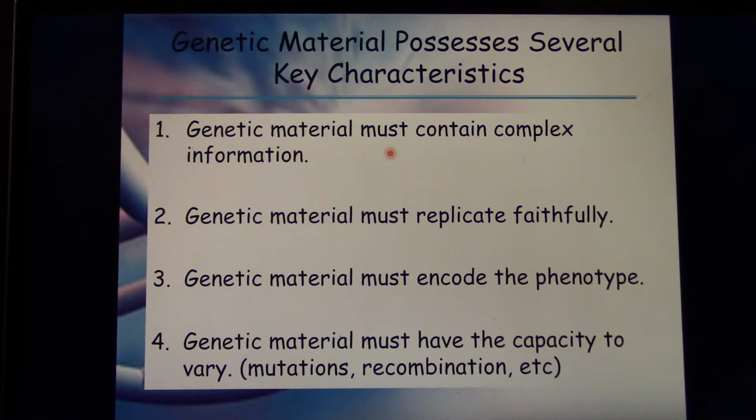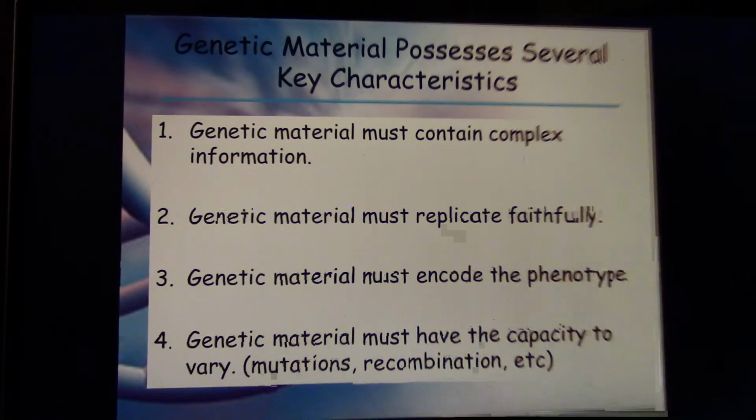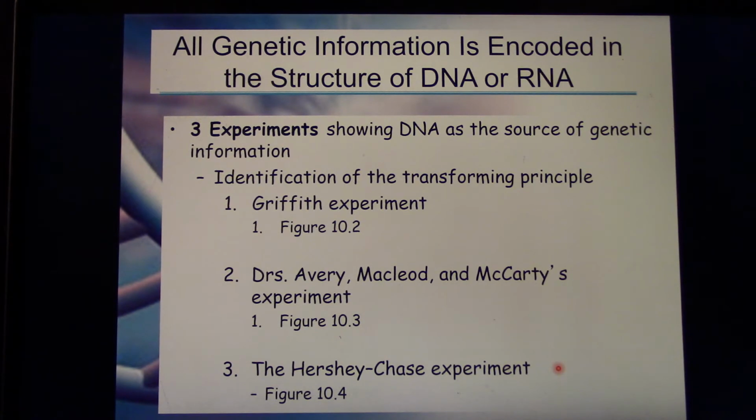1, genetic material must contain complex information. 2, genetic material must replicate faithfully. 3, genetic material must encode the phenotype. And 4, genetic material must have the capacity to vary, mutations, recombination, etc., because we want diversity. We want genetic diversity. If everybody was 100% the same, we'd be clones. And that's not healthy, it turns out, because we could all die from COVID, for example.